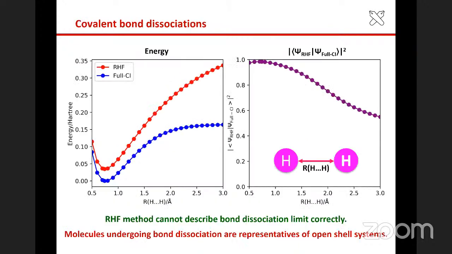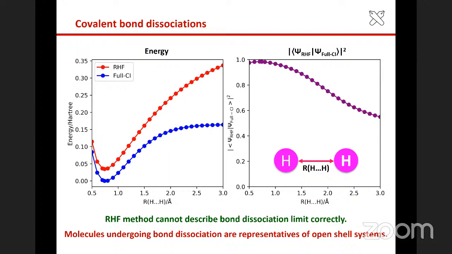And this is an example of a strongly correlated system. I mean that even for very small molecules, the Hartree-Fock wave function is a good approximation only around the equilibrium geometry. As you can see, this is a potential energy curve for the hydrogen molecule.